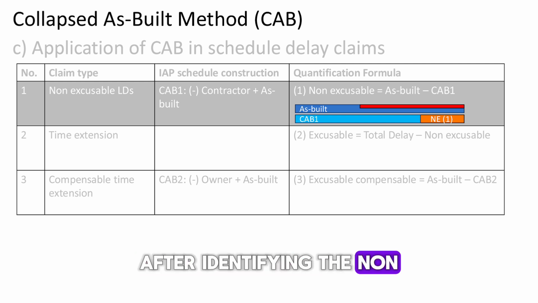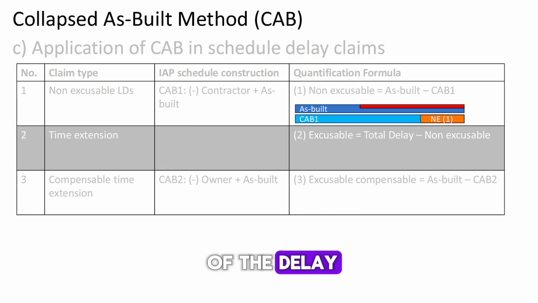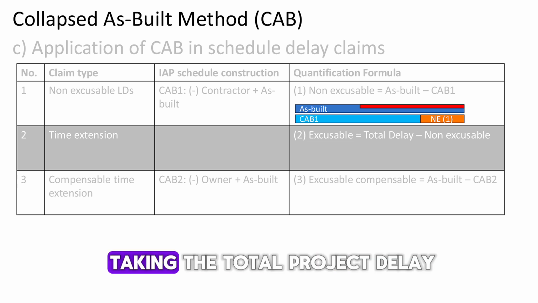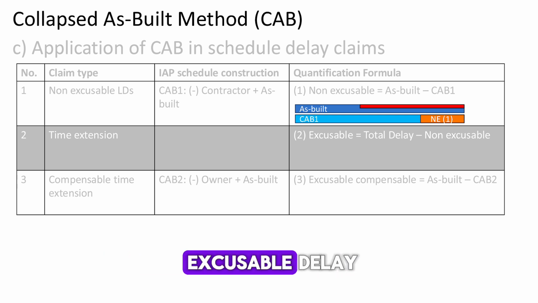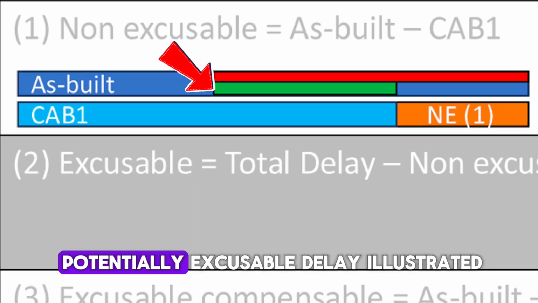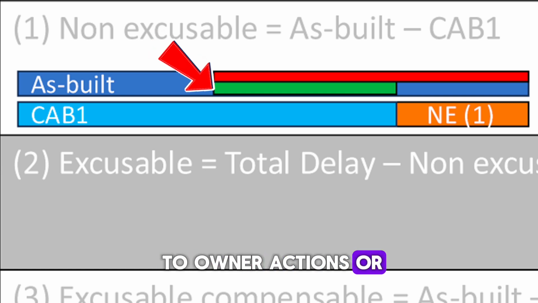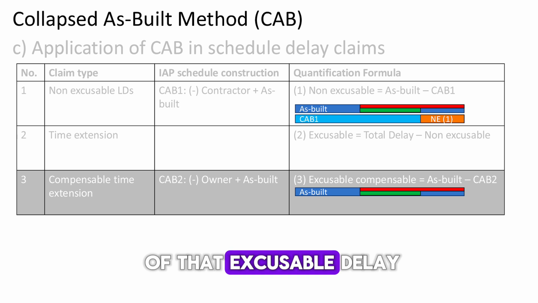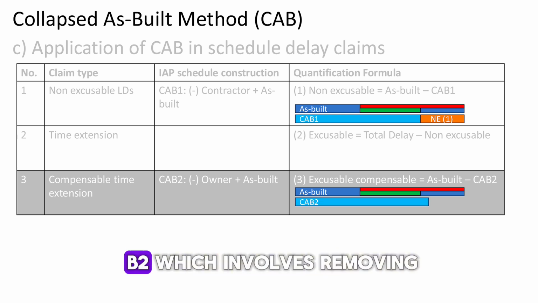After identifying the non-excusable portion, we move on to determine the excusable portion of the delay, which serves as the basis for a time extension request. This is done by taking the total project delay, represented by the red bar, and subtracting the non-excusable delay, the orange segment we just identified. What remains is the potentially excusable delay, illustrated in green, which may be due to owner actions or neutral events like force majeure.